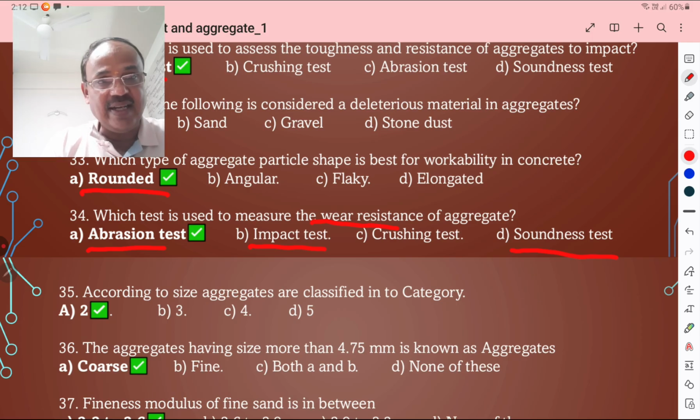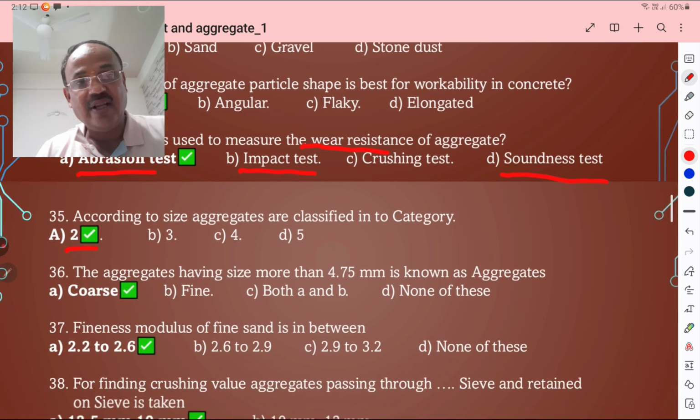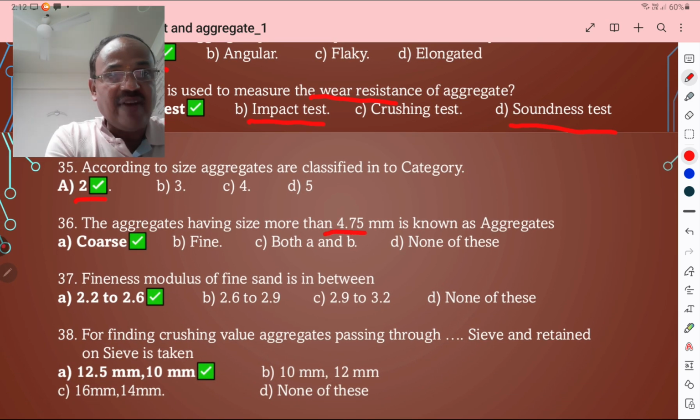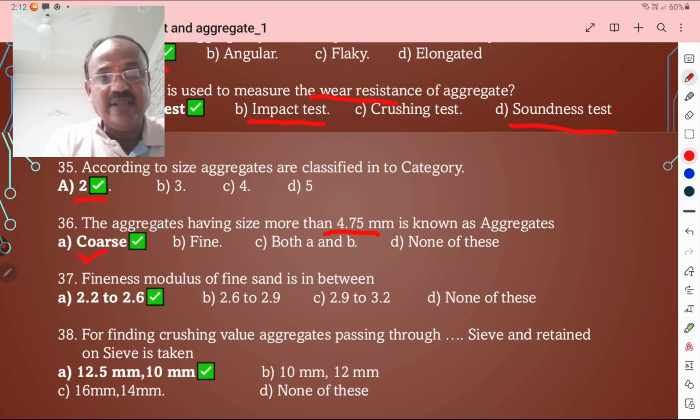According to size, aggregates are classified into two categories. One is the fine aggregate and second is the coarse aggregate. The aggregate having size more than 4.75 mm is known as a coarse aggregate. The fineness modulus of fine sand is in between 2.2 to 2.6. Fine sand, the fineness modulus FM is 2.2 to 2.6.